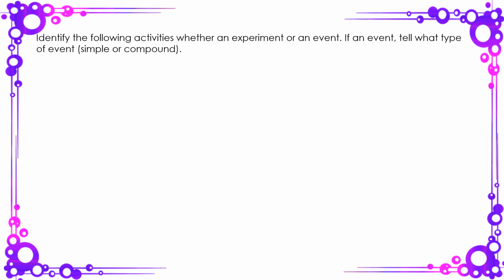So we are going to answer if the given activity is an experiment or an event. If our answer is event, you will tell if the event is simple or compound. So are you ready? Okay, get a piece of paper and let us answer the following activities. Number 1, tossing a coin. Write your answer and later on we will check your work.